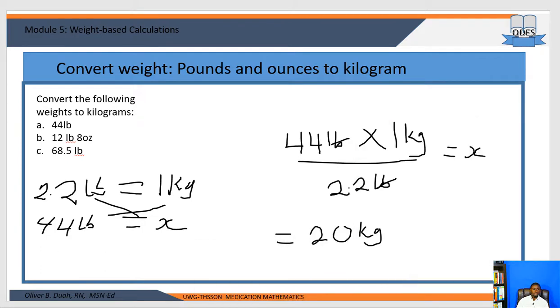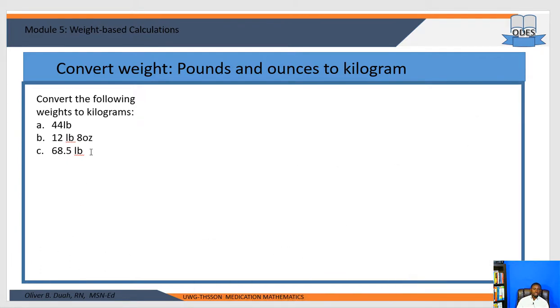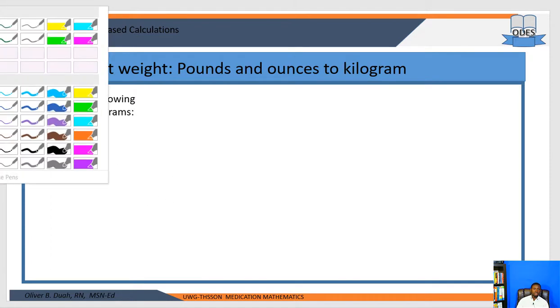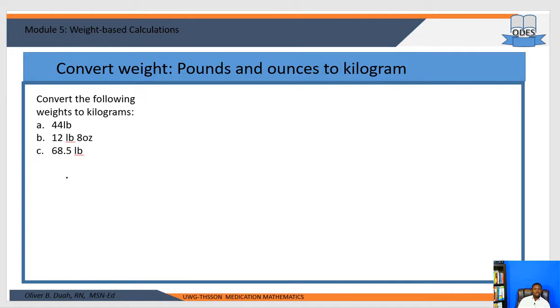Okay. All right, let's do B. Now we have 12 pounds and 8 ounces. So we have different levels that we have to convert. So first of all, let's convert this ounces to, so we have 12 pounds and then 8 ounces.